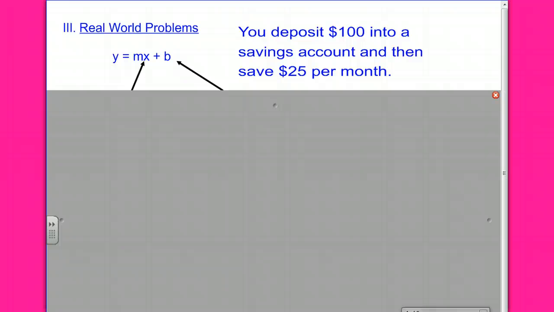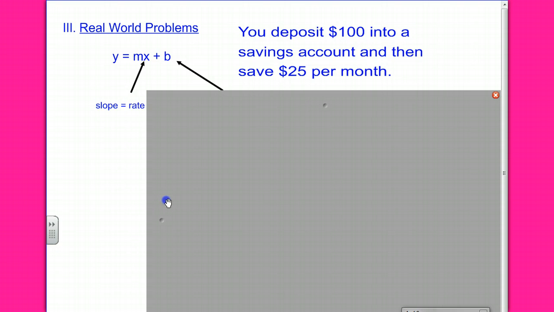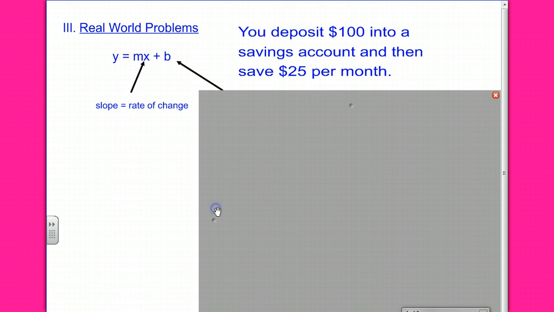Friday we were talking about rates, and rates represent what in our equations? Remember? We've got 2 units here. We've got $25 per month. So what operation do we usually do with a rate? Multiplication. And where do we see multiplication in this equation? It's the mx, that's right. So $25 per month is going to represent your slope. It's your rate of change. Slopes are often rates of change.